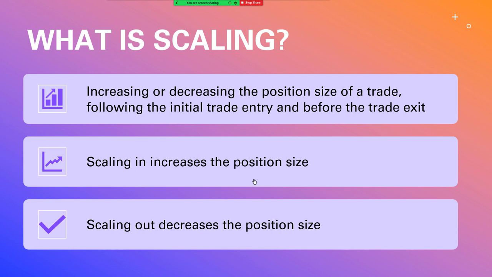So the entry and exits don't change, but the position size within the trade does change. When we're talking about scaling in, we're talking about increasing the size of the position as we go. When we're talking about scaling out, we're talking about decreasing the size of that position as we go. And you can obviously do a combination of both, or interleave them: scale in, scale out, scale in, scale out. There's really no limit to what you can do other than your imagination.